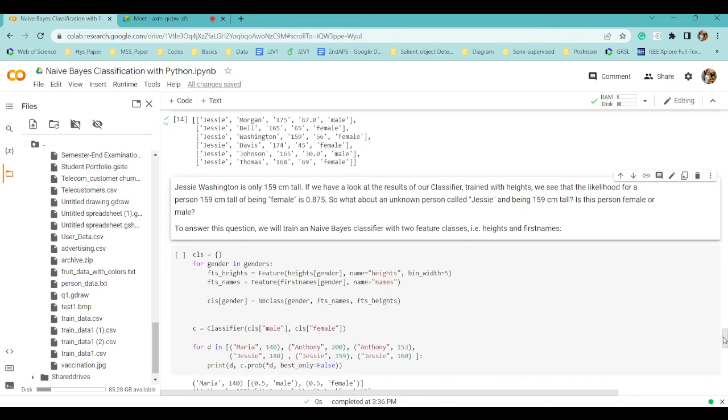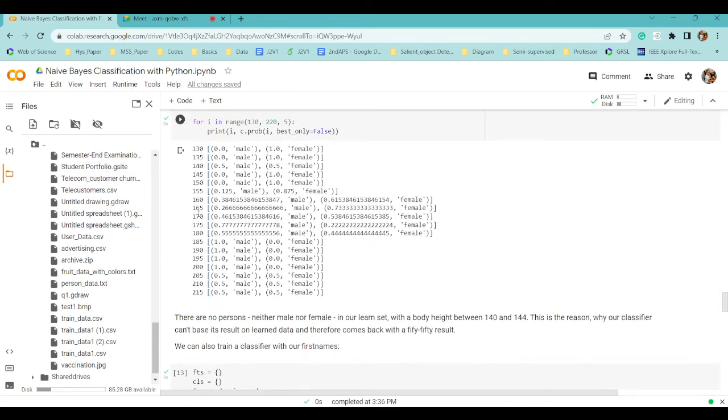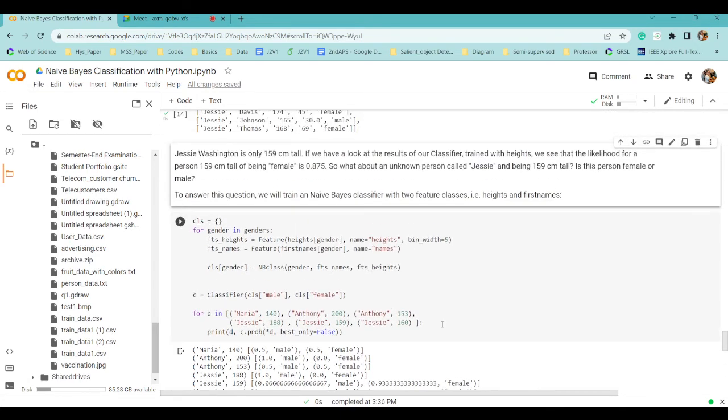Now, Jessie Washington is only 159 centimeters tall. If we have a look at the result of our classifier trained on heights, we see the likelihood for a person 159 centimeters tall of being female is, so we need to see this, 159 centimeters tall belongs to this range, 155 to 160, right? So what is the probability? 0.875. So the probability that a person of 155 to 159 is a female is 87%, right? So that is what it is talking about: of being female is 0.875.